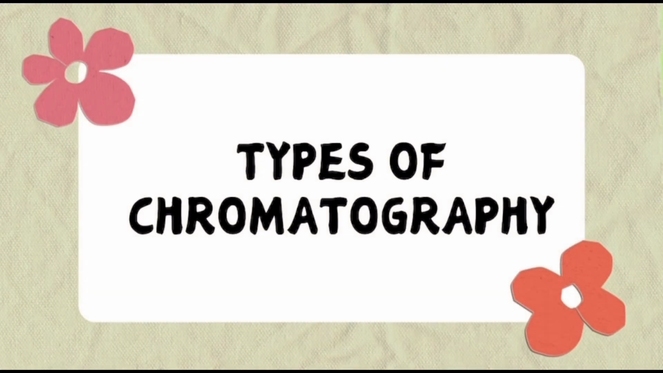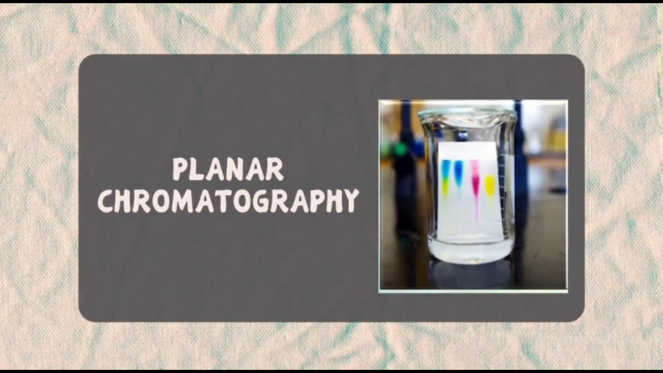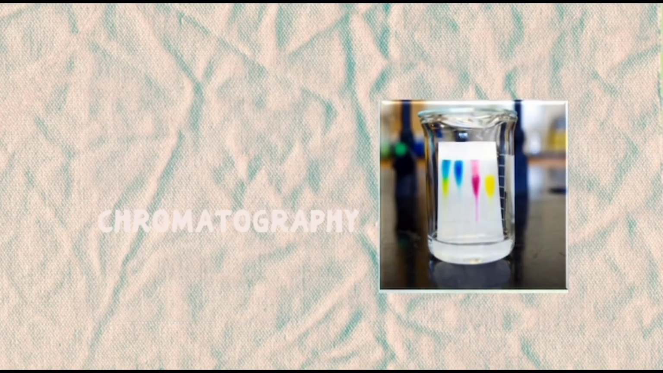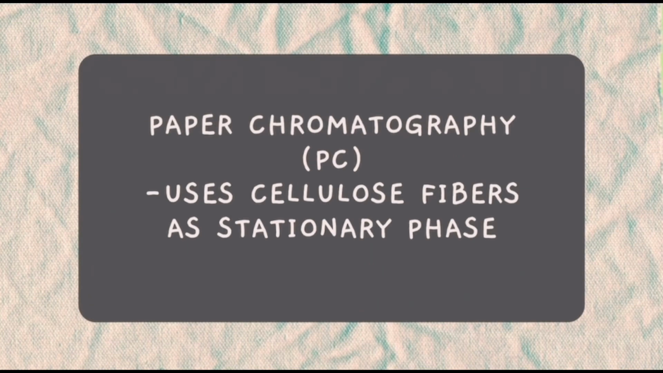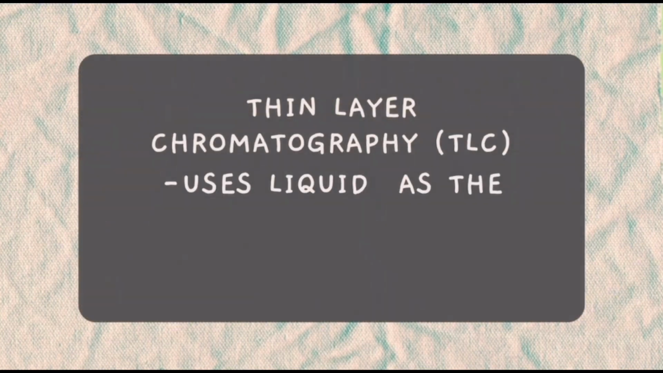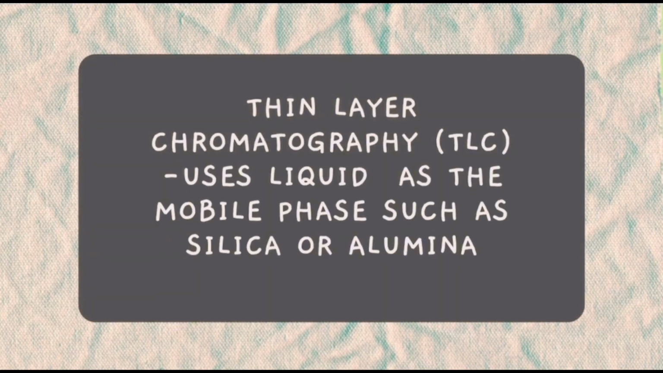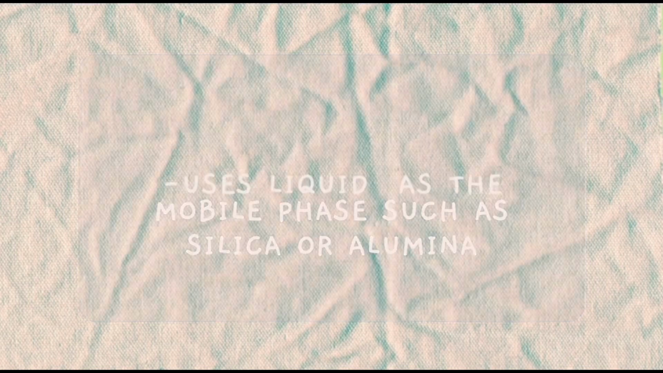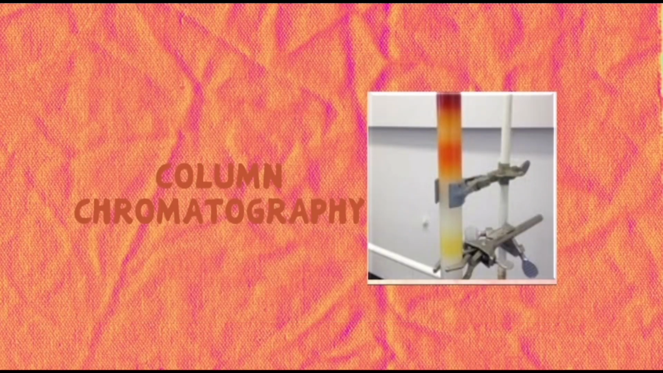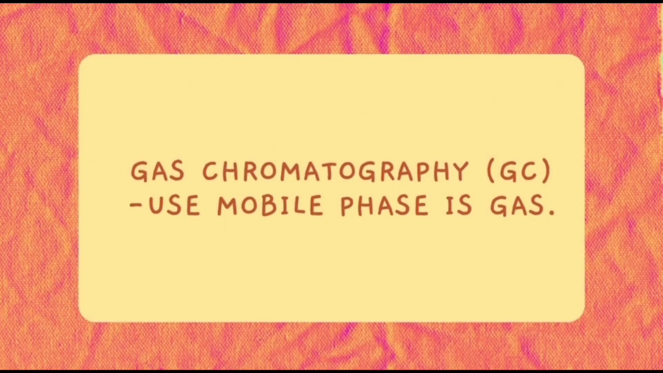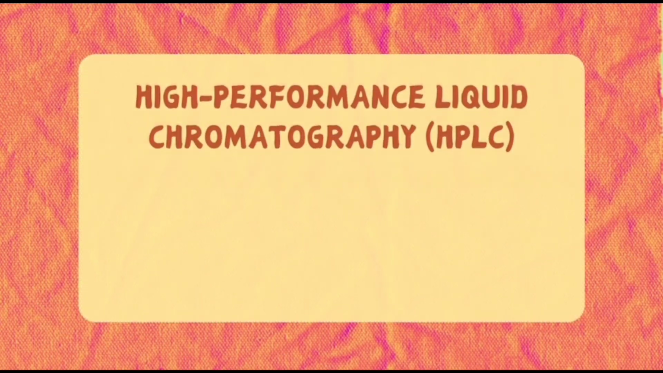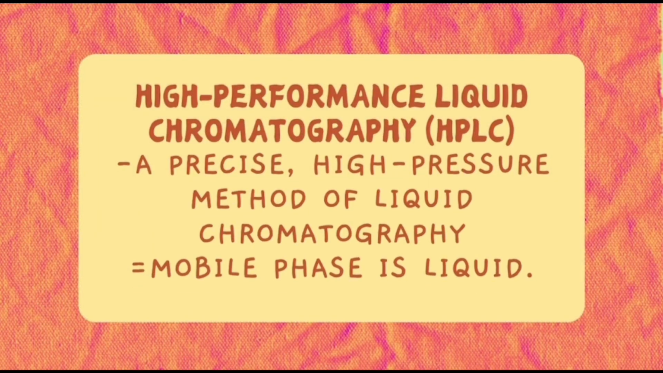Types of chromatography. Planar chromatography. Paper chromatography, PC, uses cellulose fiber as stationary phase. Thin layer chromatography, TLC, uses a solid such as silica or aluminum as the stationary phase. Column chromatography. Gas chromatography, GC, where the mobile phase is gas. High performance liquid chromatography, HPLC, a precise high pressure method of liquid chromatography, where the mobile phase is liquid.